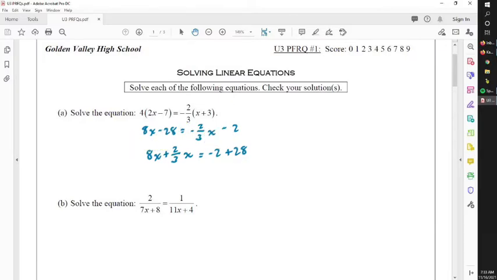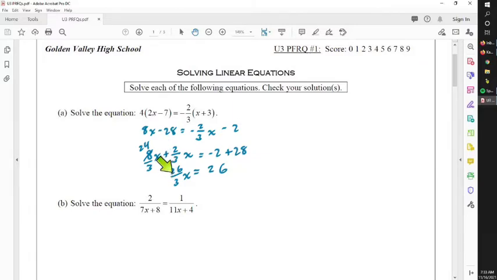Now it's time to simplify and get the x alone. So on the right side, we have negative 2 plus 28, which is 26. On the left side, I have to find common denominators. And so when I put a 3 on the bottom of the 8, the numerator becomes 24. And 24 plus 2 is 26. The denominator stays the same.